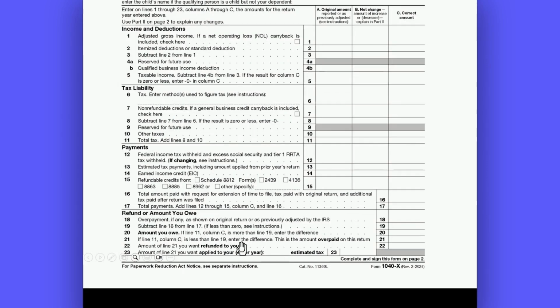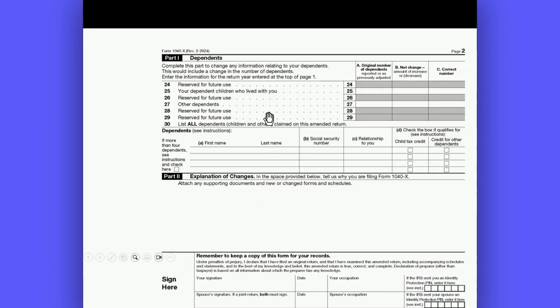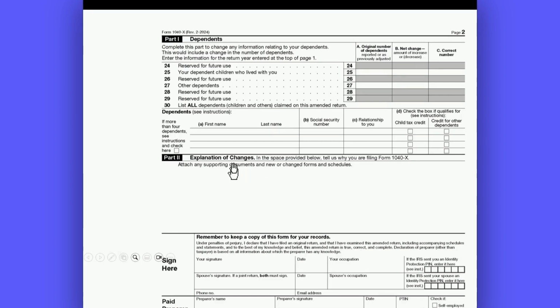When you are amending, of course, it could be that it's going to result in a refund, or it could be that it's going to result in an amount due. And so this is where you will reconcile that and show that. On page 2 of the 1040X, you can see this part about your dependents. So if anything is changing, you're adding a dependent or you are removing a dependent, then you would show that here. Part 2 is an explanation of the changes.